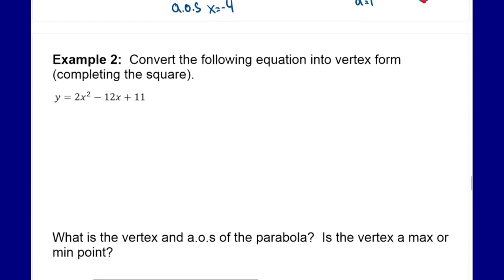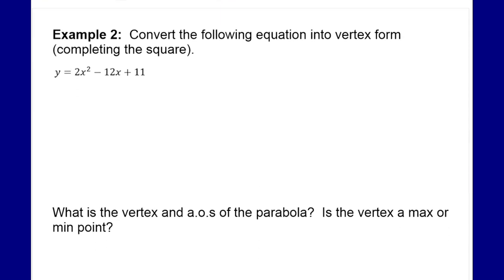Let's go through example 2. This one's going to be a little different because when we put brackets around the first two terms, we see that there is a value that we can factor out. I'm only going to factor out a value of 2. I'm not factoring out the x or anything like that, just the value that's in front. So just 2. I'm left with x squared minus 6x plus 11.